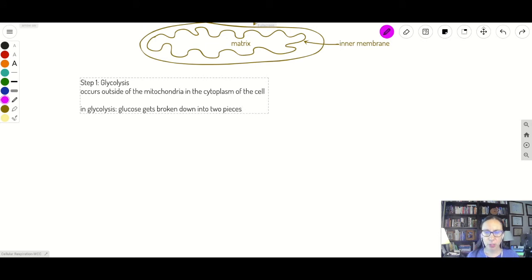If you remember, glucose is C6H12O6. We have 6 carbons, 12 hydrogens, and 6 oxygens. So this is glucose here. I'm going to draw glucose like this, where these circles, or little balls, represent carbon atoms. And so we have 6 carbon atoms.